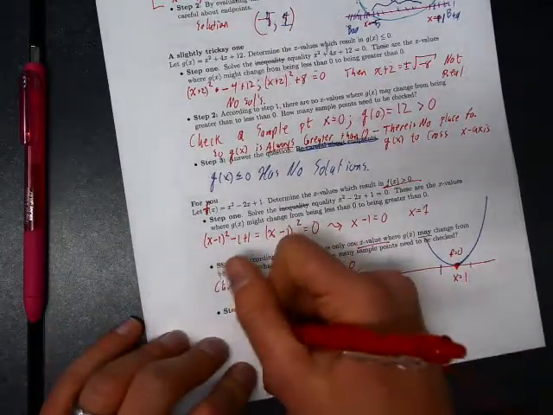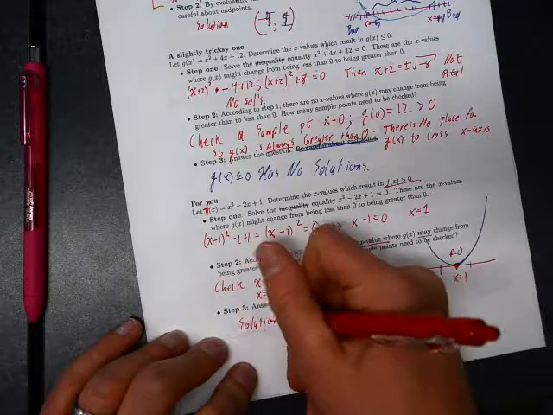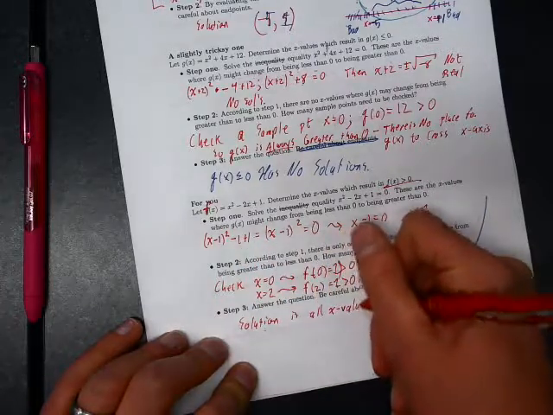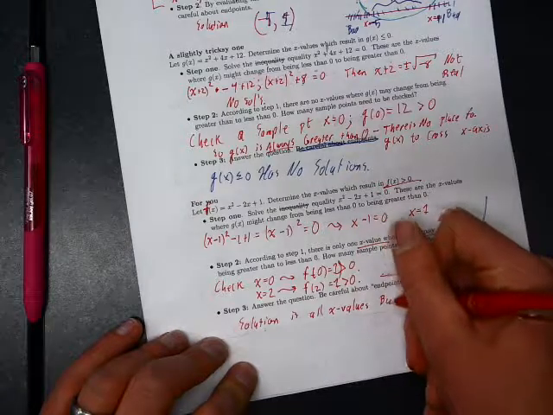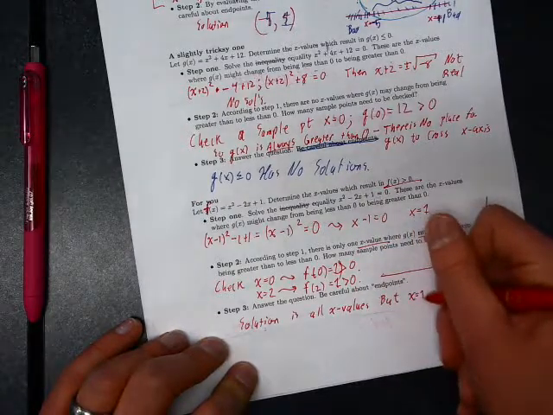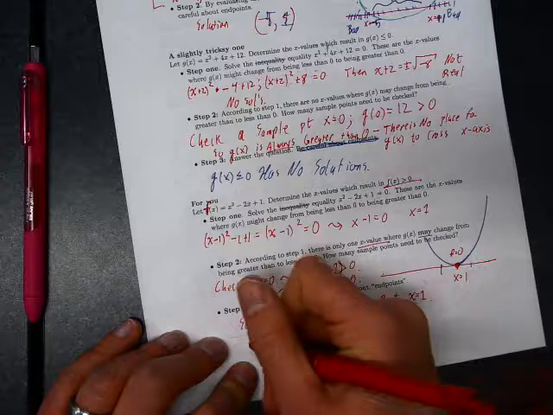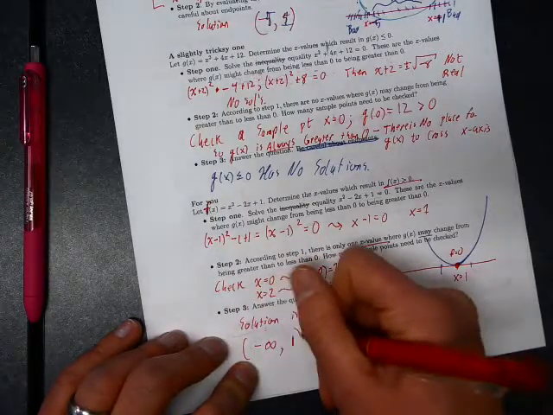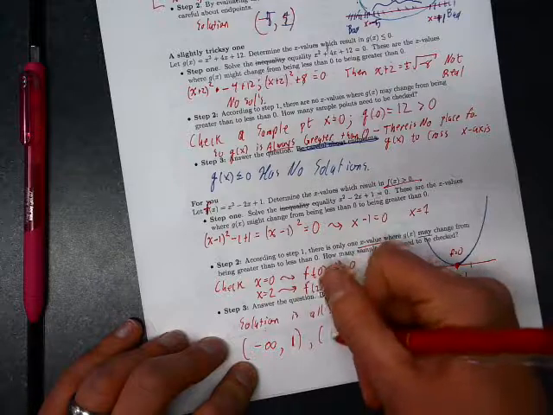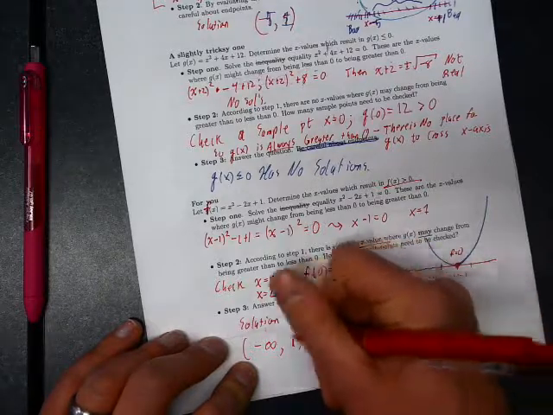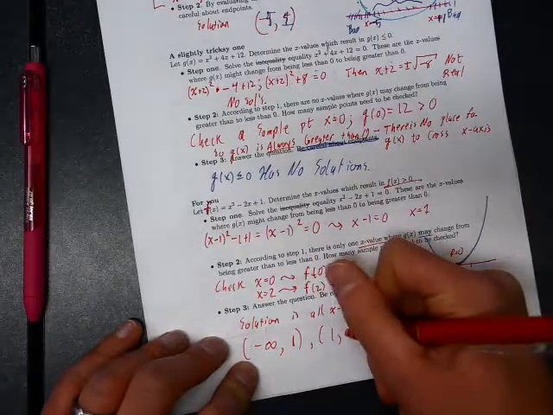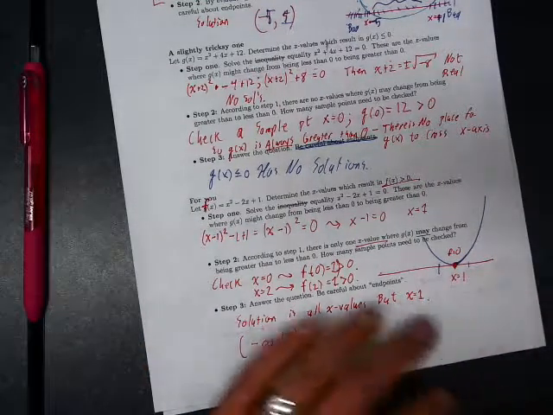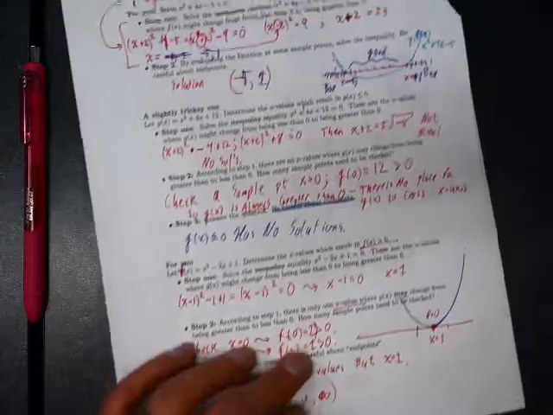So it looks like the solution is all x values but x equals 1. Said a different way, the solution is everything from minus infinity to 1 together with 1 to infinity, both open parentheses because I want to exclude them. Nice. People feel pretty good about that? Groovy.